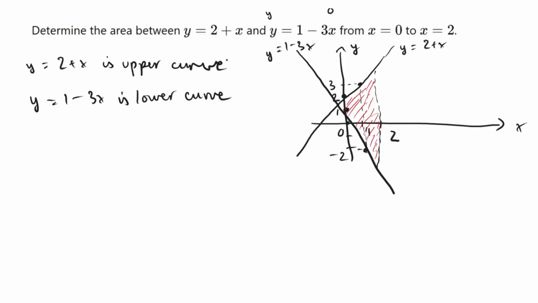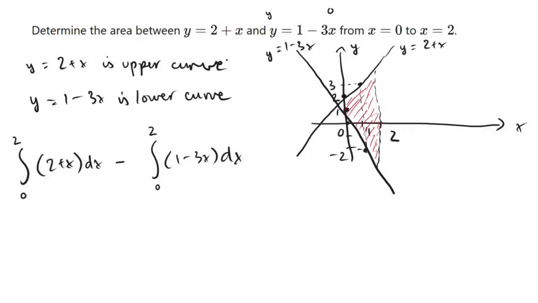So if you want to find the area between these two curves, you just calculate the area under the curve of y equals 2 plus x, and you subtract the area under the curve of y equals 1 minus 3x over the interval 0 to 2. So the integral of 2 plus x, the upper curve, dx over the interval 0 to 2. This is the area under the curve of y equals 2 plus x. And then you subtract the integral of 1 minus 3x dx.